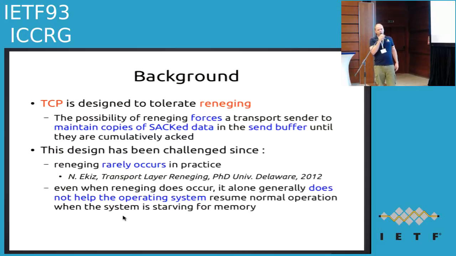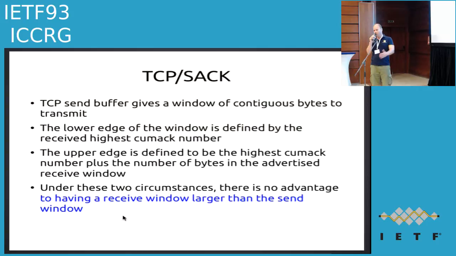A quick recall about TCP SACK. You might know all this, but anyway, the TCP send buffer gives a window of contiguous bytes to transmit. The lower edge of the window is defined by the received highest cumulative ACK number. The upper edge is defined by this number plus the number of bytes in the advertised receive window.